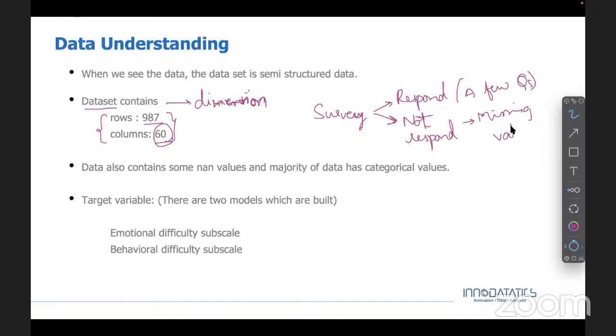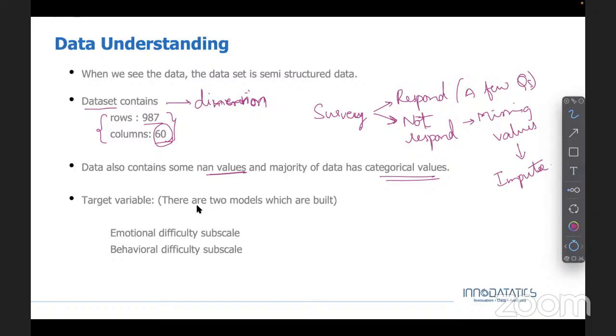And whenever you have missing values, you might want to impute those missing values. Impute means replace the missing values with some logical value. Okay, there were some NaN values, and the majority of the data was categorical. Discrete data categories were there, like you have gender, male, female, right? In that way, a lot of categorical variables were there. And I'll show you the data as well.